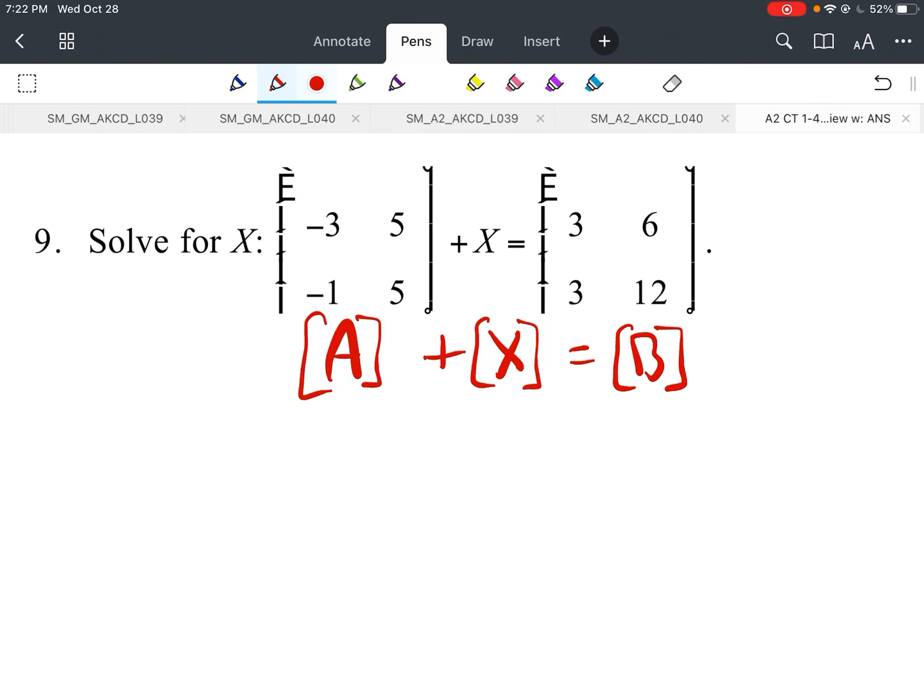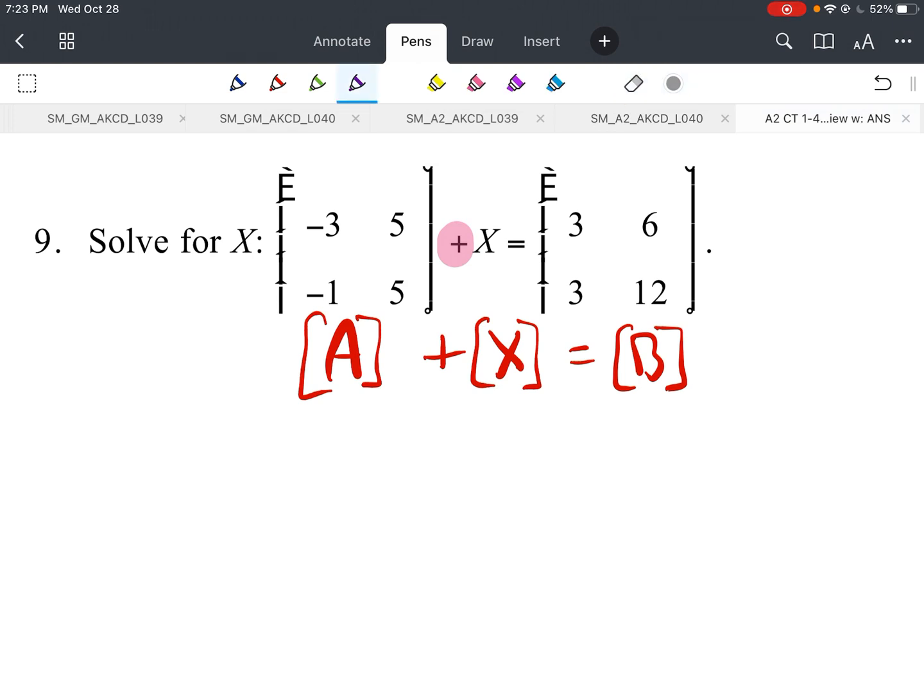Now you can subtract, or you can multiply by, add the inverse if you want to. So how do you get X by itself? That's the key. Look at this right here. This plus sign tells you that it's A plus X. If it was A times X, you'd have to use inverse matrices and all that. This is not that. So I'm just going to subtract A from both sides, or add a negative A to both sides. Maybe that's a good way to look at it.